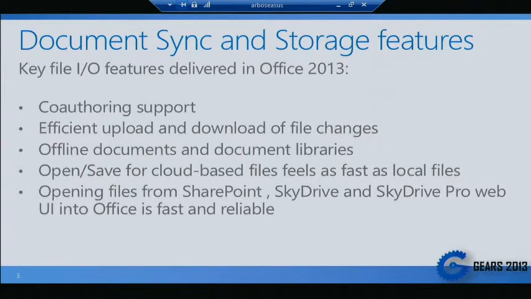We focus a lot also on ensuring that changes to documents are uploaded and downloaded as efficiently as possible over the wire. A lot of those features are delivered, actually all of those features are delivered by the FSS HTTP protocol itself. We focus on the ability to allow users to open documents offline and synchronize document libraries down to a folder on the user's hard drive so that they're available for easy access. We want to make sure that opening and saving Office documents that are stored on SharePoint, Office 365, and skydrive.com servers are as fast as local files from an end-user scenario perspective. And we also want to make sure that these scenarios are reliable.